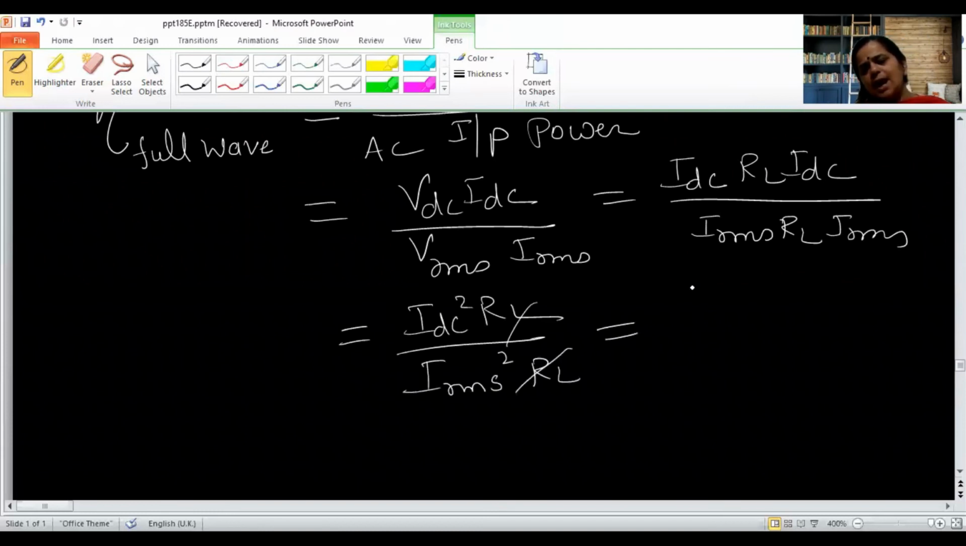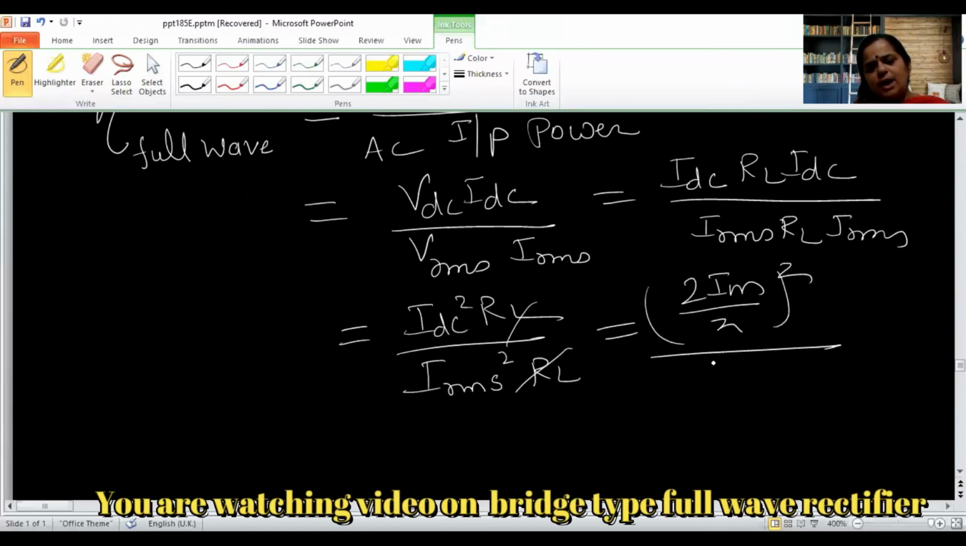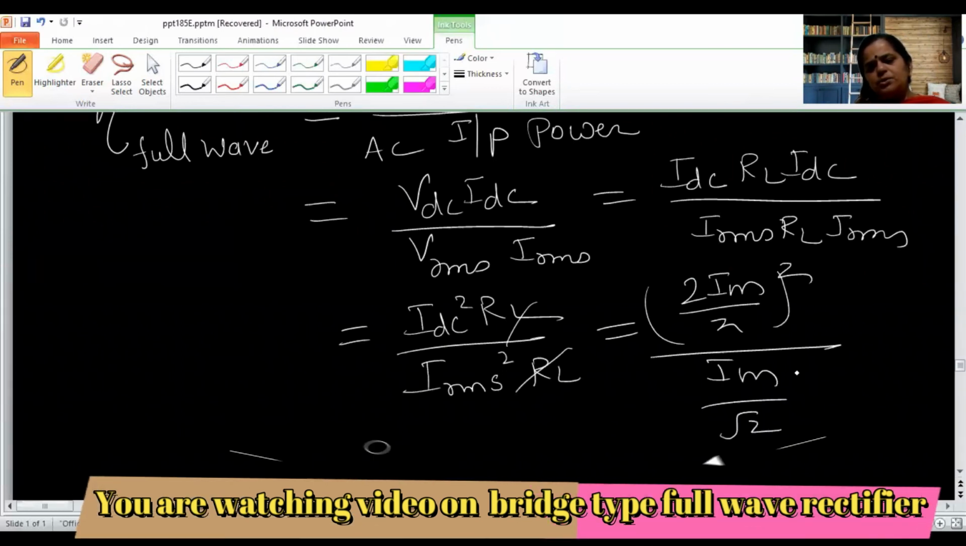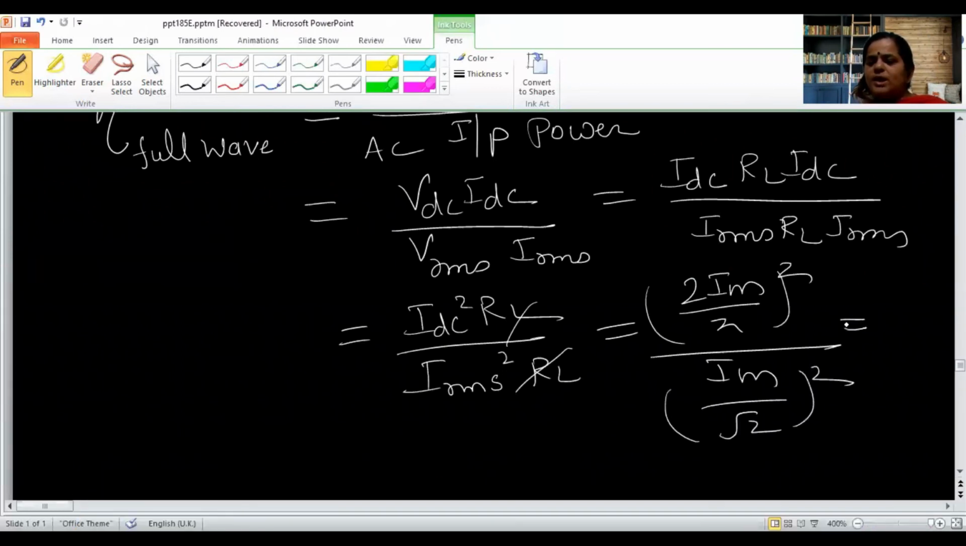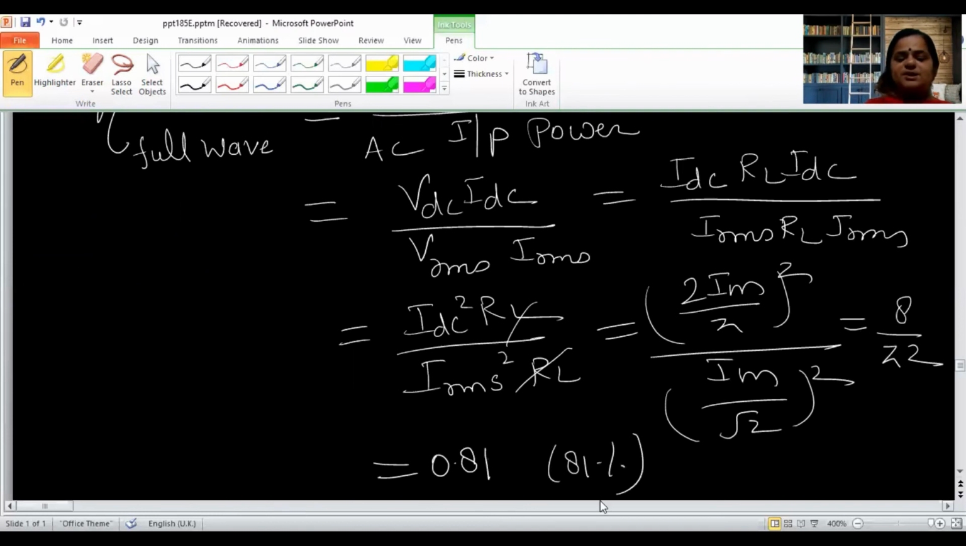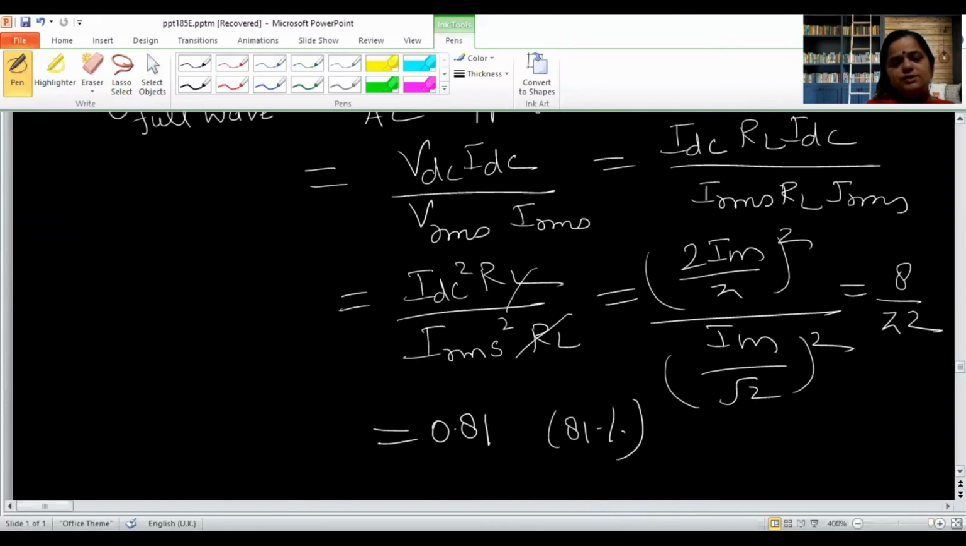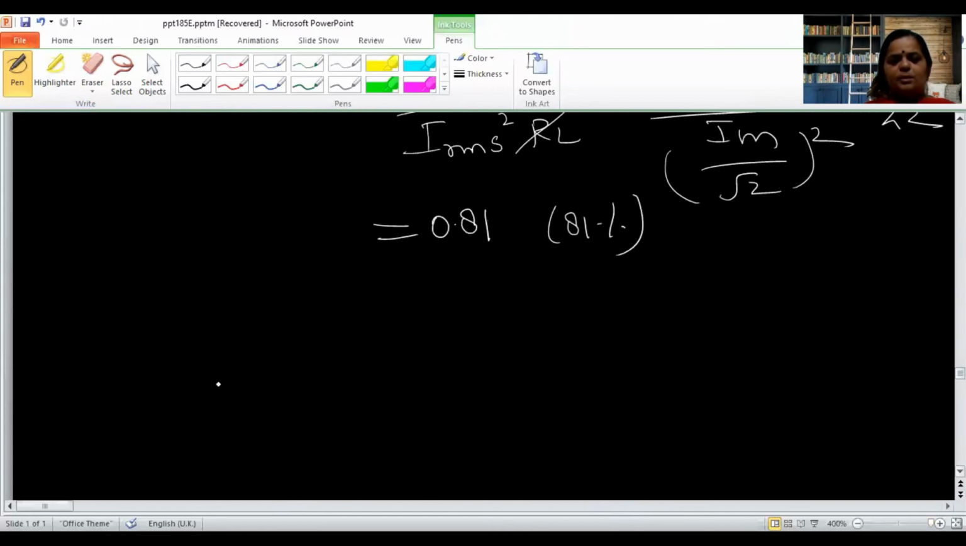RL cancels with RL. IDC is 2Im upon pi whole square, divided by Im by root 2 whole square. So what I am going to get is 8 upon pi square. If you solve it, it will be 0.81. If you calculate it in percentage, it will be 81%. Basically, it comes to 81.2%.